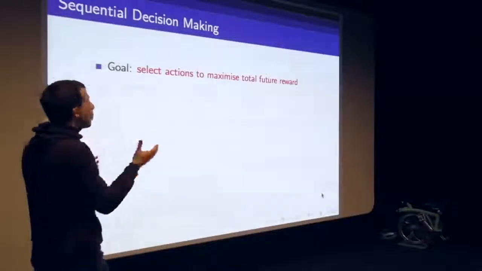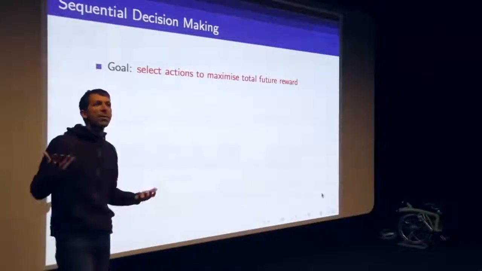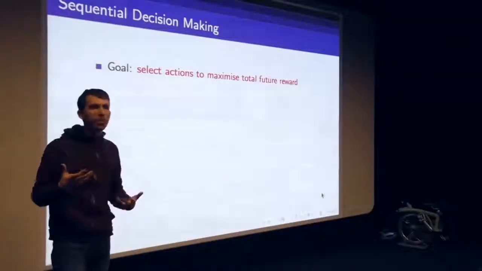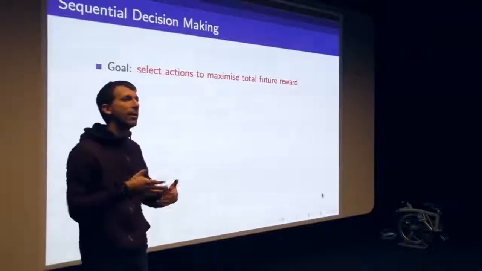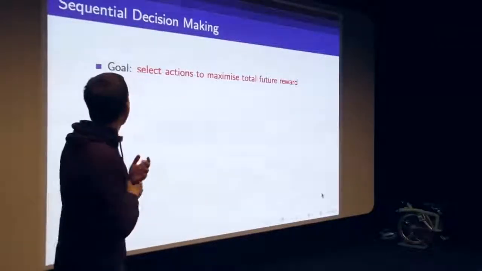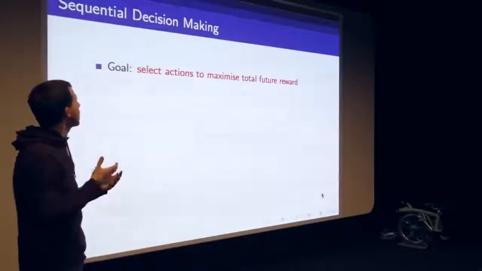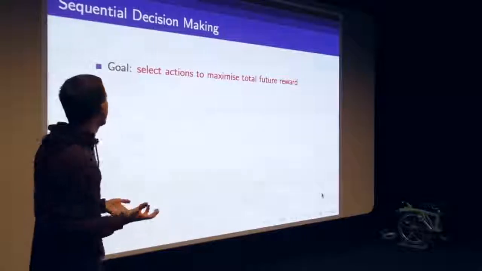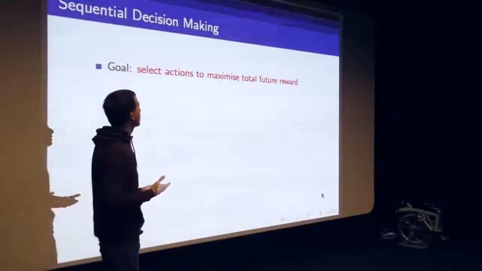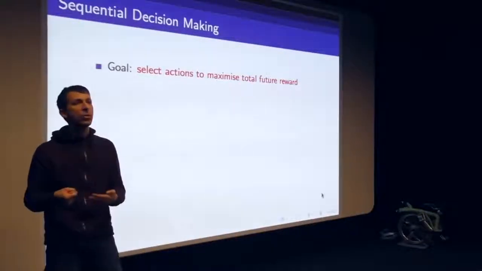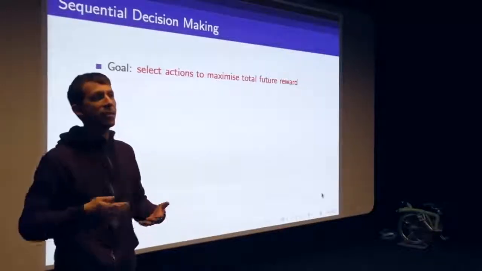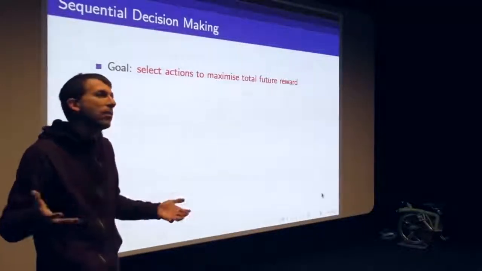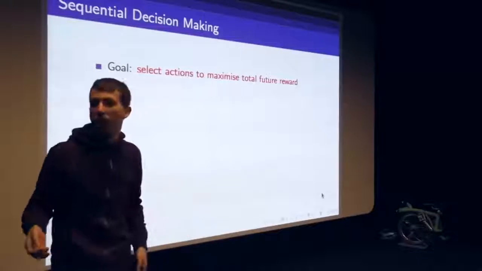So now, what is this framework? You should be asking yourself, these are all really very different problems. How can we even imagine a unifying framework for all of them? We think of this as sequential decision making, and the goal in each case is the same. That's what unifies them together. The goal is to select actions so as to maximize the total future reward. We basically want to pick a sequence of actions so that we get the best results, the most total reward along our trajectory.